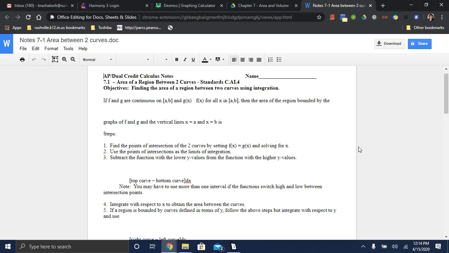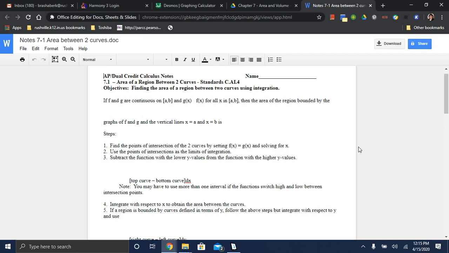And hopefully you've gathered by now that integration is showing you the area from a beginning point to an ending point under the curve, between the curve and the x-axis. If it's above the x-axis, it's a positive area. If it's below the x-axis, it's a negative area.